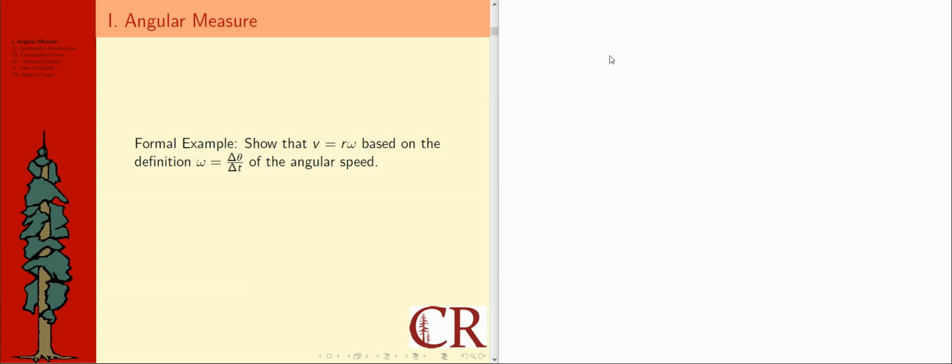This is a formal example. It says show that v equals r omega based on the definition omega equals delta theta over delta t of the angular speed. And I'm just going to look at this a little bit here, maybe in a simpler way than the slide will wind up showing.